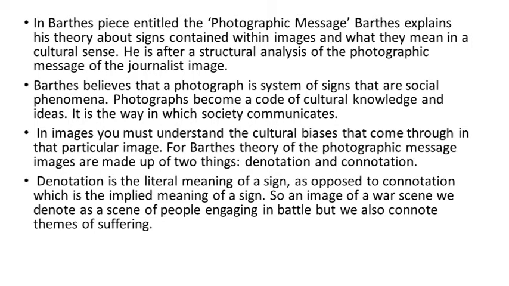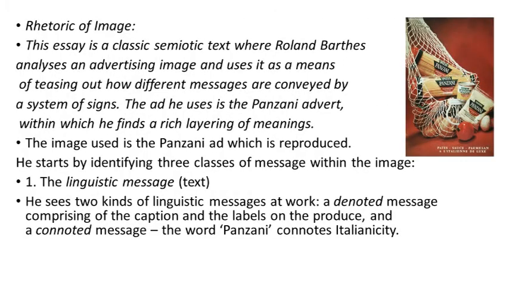It is the way in which a society communicates too. A photograph also communicates something. It is also a signifier. It is also a sign. In images, you must understand the cultural biases that come through in that particular image. For Barthes' theory of the photographic message, images are made up of two things. There also we get denotation and connotation. Denotation is the literal meaning of a sign, as opposed to connotation, which is the implied meaning of a sign.